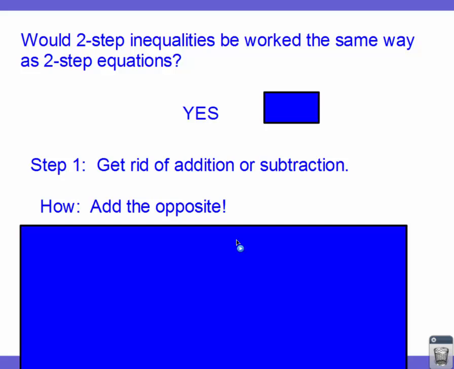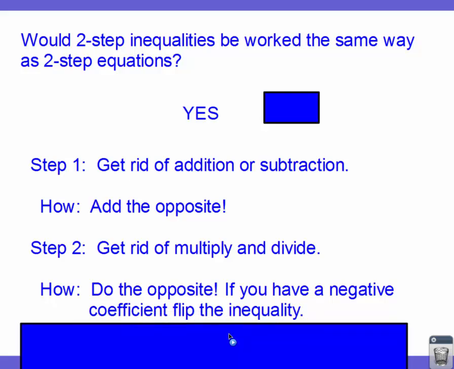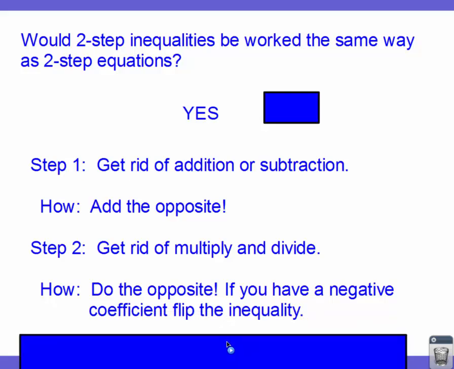Well, in an equation or an inequality, you already have an answer. So we have to work backwards to find out the missing part. So we start off by getting rid of the addition and subtraction by adding the opposite. Then we get rid of multiply, divide, because that's the next rung on the order of operations chart. We get rid of multiply, divide by doing the opposite. But what we need to remember in an inequality, if the coefficient or the number that's with the letter is negative, you have to flip the inequality when you get to that part.